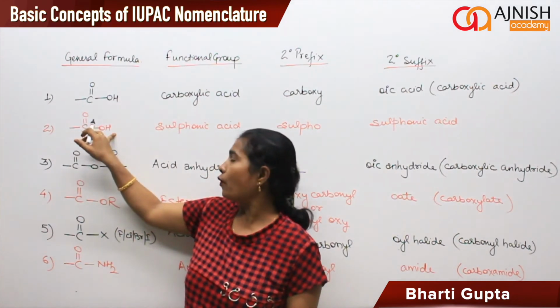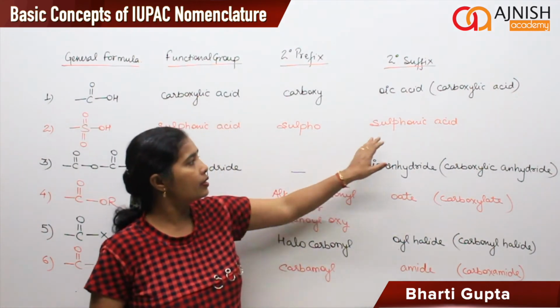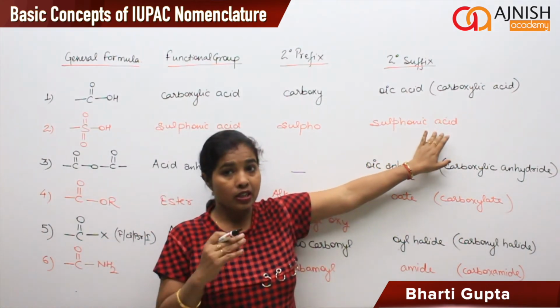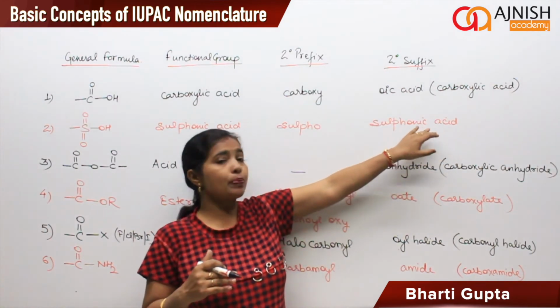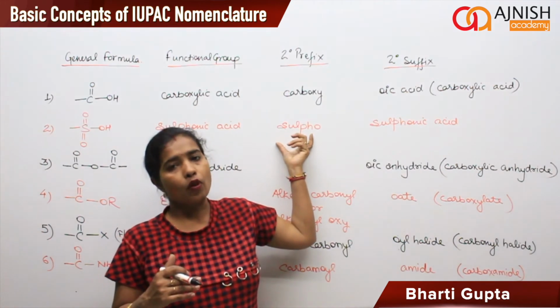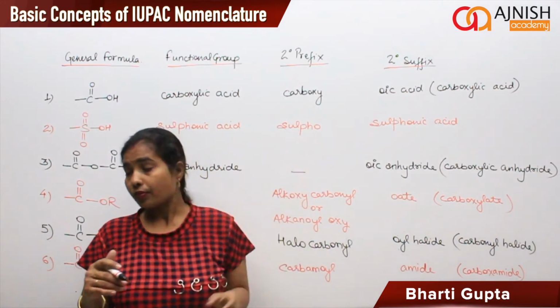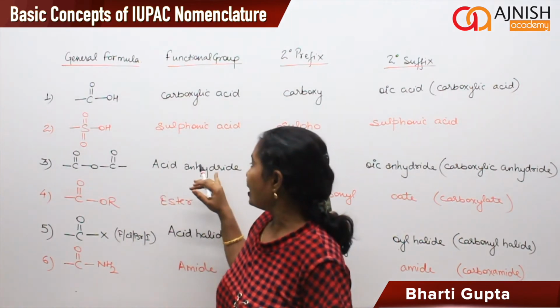This functional group is sulphonic acid. Sulphonic acid, when present as the main functional group, is written as sulphonic acid just after the word root and primary suffix. And if it is present as a substituent, it is written as sulpho in the form of a secondary prefix. Then comes acid anhydride. How do we identify acid anhydride?